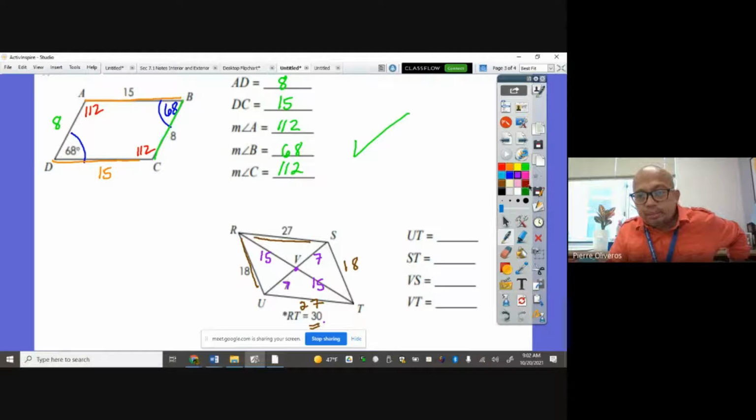Very easy, right? So therefore, what's UT? UT is also 27. ST is 18. VS is 7. And VT is going to be 15.